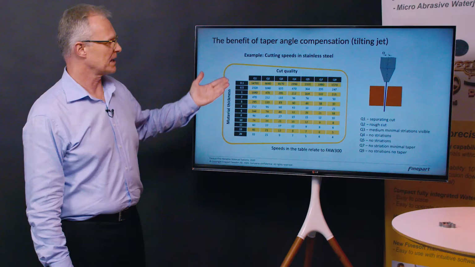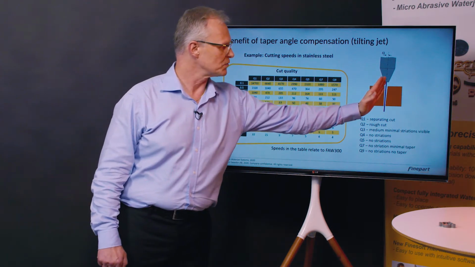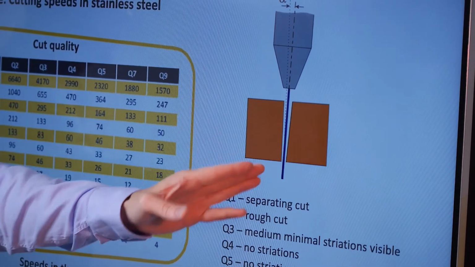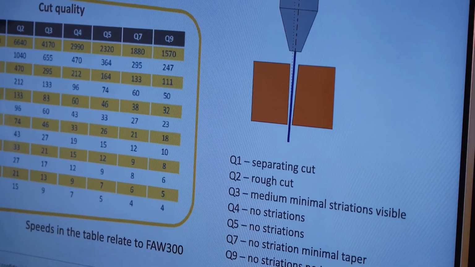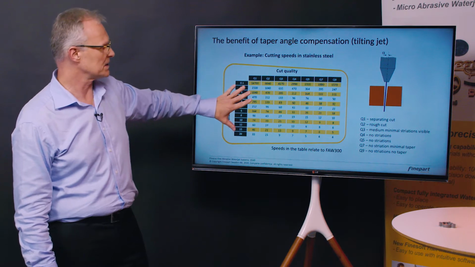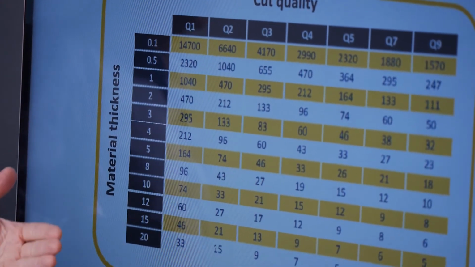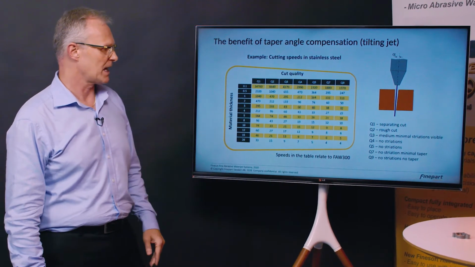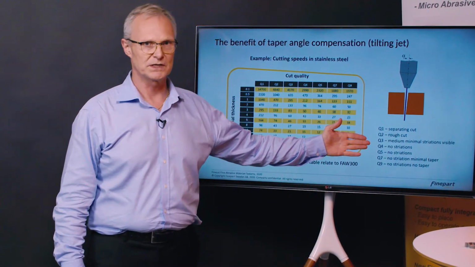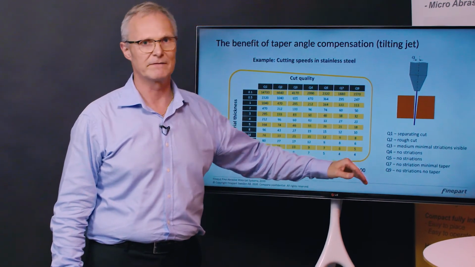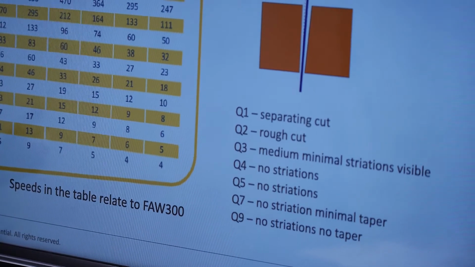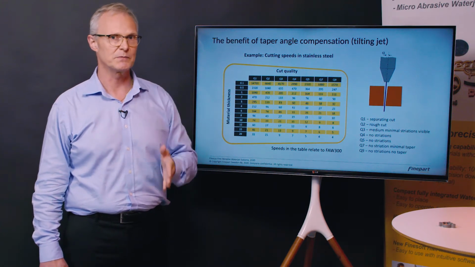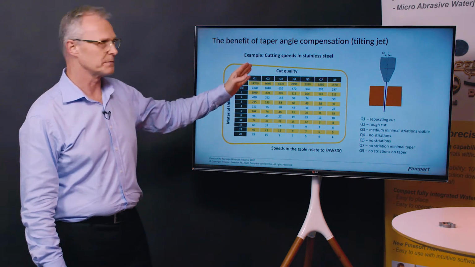The benefit of taper angle compensation would be that if we are able now to tilt the nozzle, then we can get all of the taper on the scrap side, and we get one part that would have a straight edge. And just to show the benefit of this, we have a data table of stainless steel. This shows the different cutting qualities and the speed at different material thicknesses. And typical for the water jet business is that we use quality levels for describing different quality of the cut surface. The quality level number 9 means that we are cutting without any taper. And quality number 1 means just a separating cut.